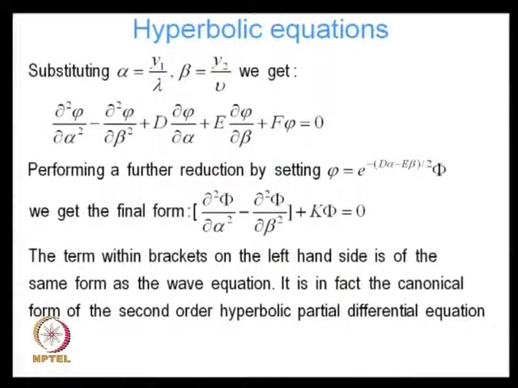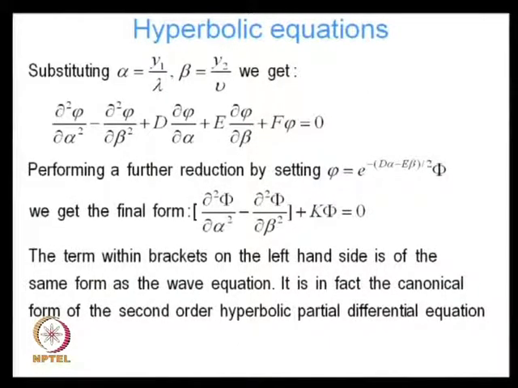Alpha equal to y1 by lambda, beta equal to y2 by mu, right, and then I get this form, ∂²φ/∂α² minus ∂²φ/∂β² plus d times first derivative with respect to alpha, plus e times first derivative with respect to beta, plus that term. Then we perform a third transformation. We replace phi by this function in terms of capital Phi, right, and if we do that, we get a final form of this equation.